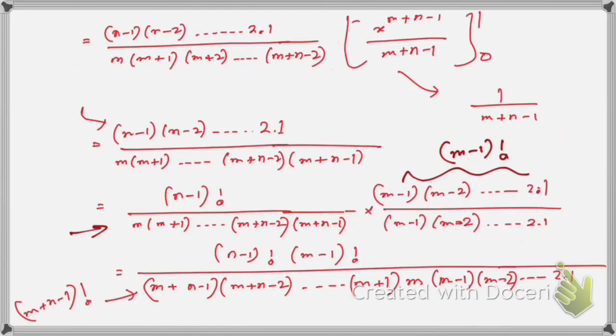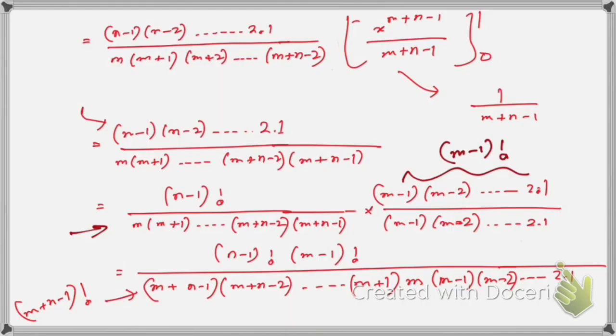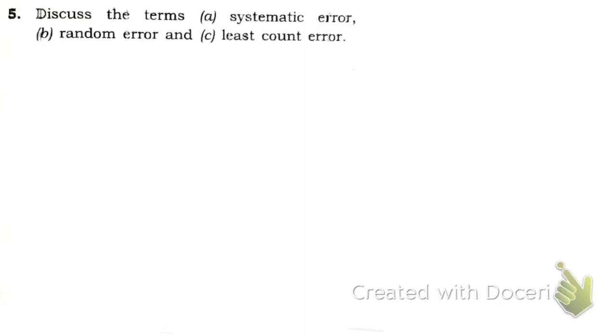So let me go to the question. Here you see, what we are evaluating is beta of m and n. So we have got that beta of m and n is this. So that is how we can prove. So hope you have understood this. So our next question is question number 5.